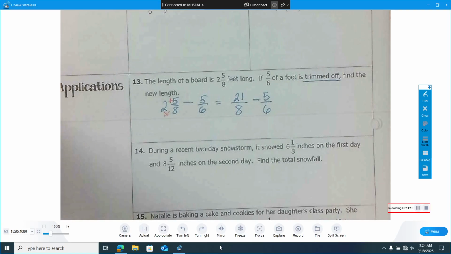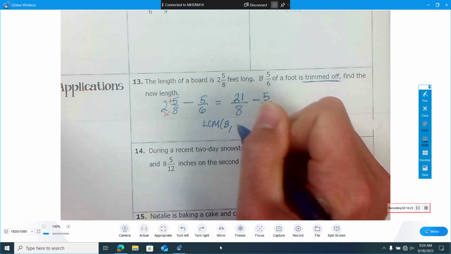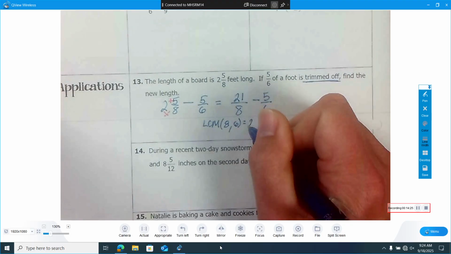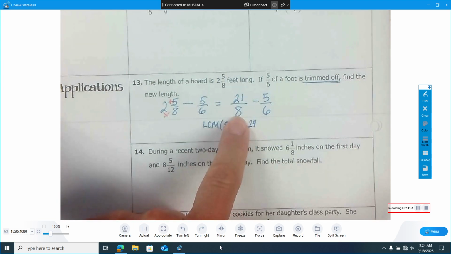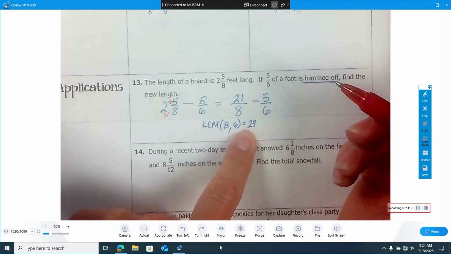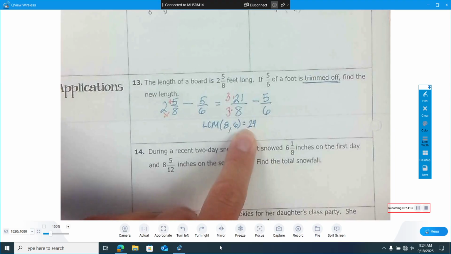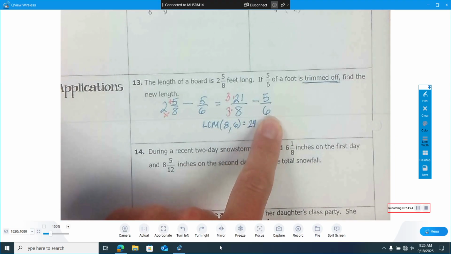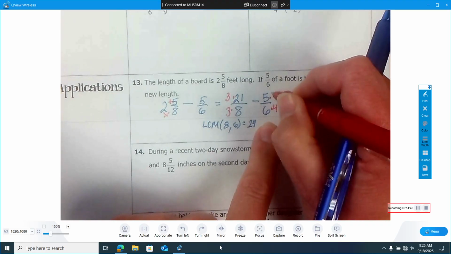Common denominator. What is that least common multiple between 8 and 6? 24 is correct. Very good. Maybe you didn't know that. You can absolutely use the calculator if you need to. So 8 times what gets me to 24? 8 times 3, top and bottom. Very good. The second fraction, what do we need to multiply by? 4, top and bottom.